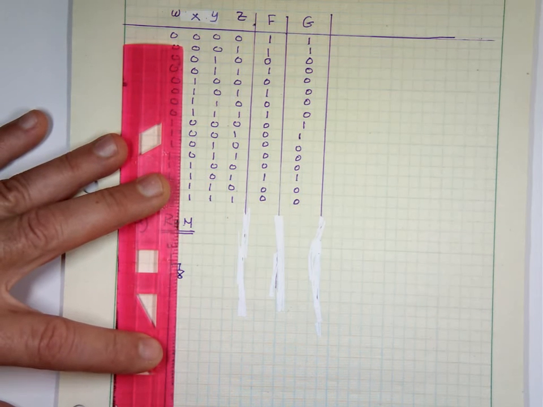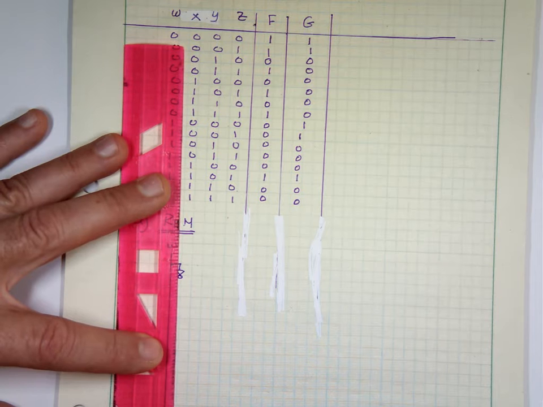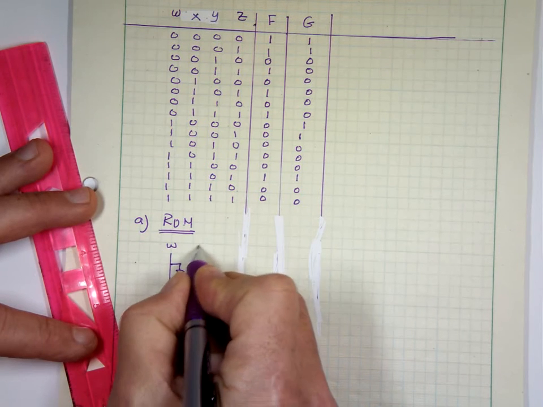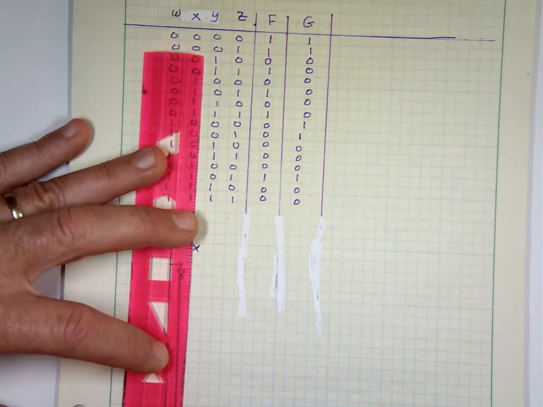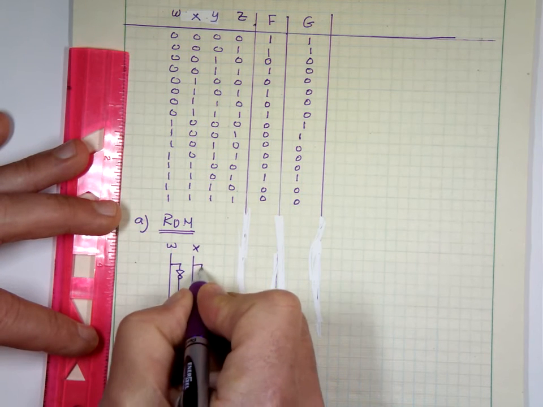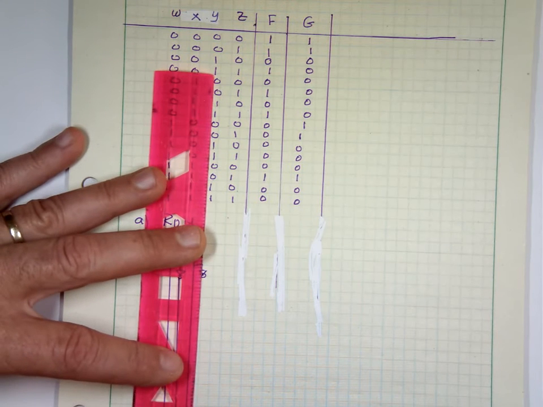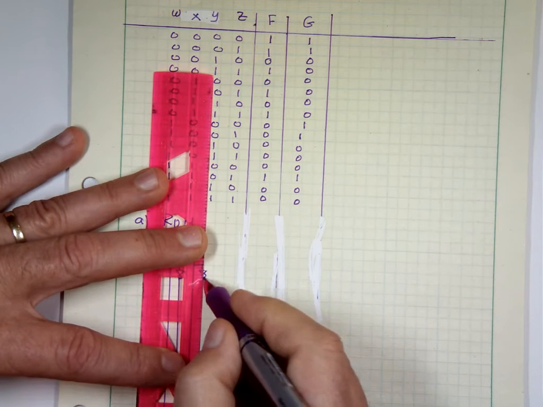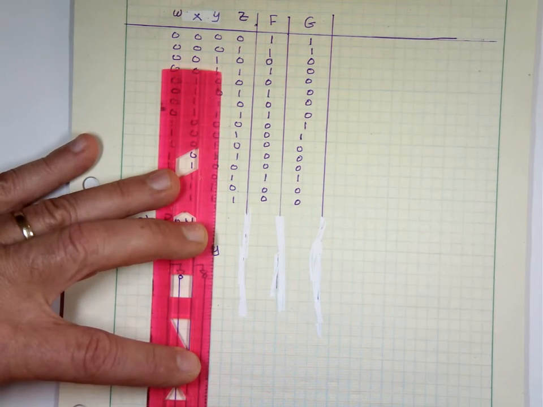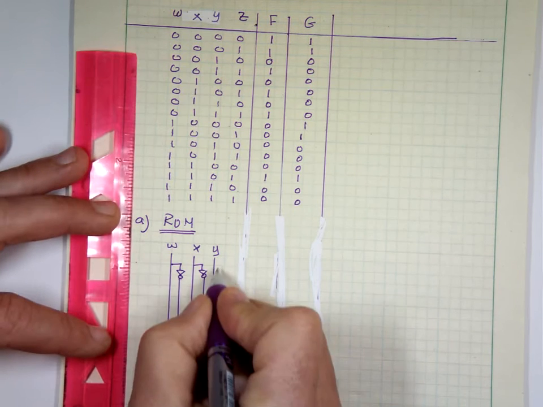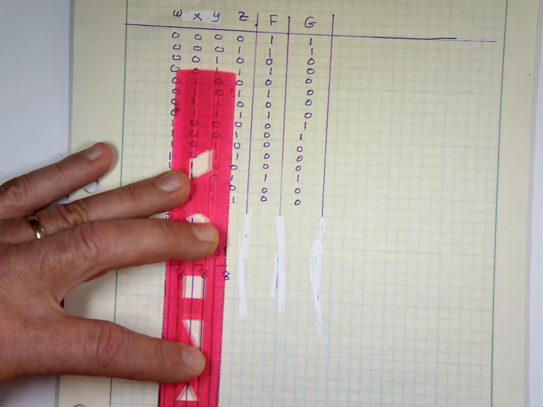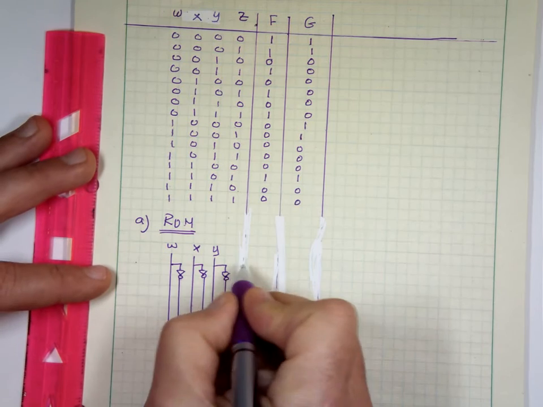That's the W bar. X. X bar. Y. Y bar. Z.